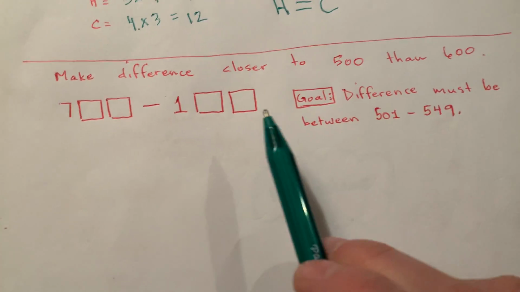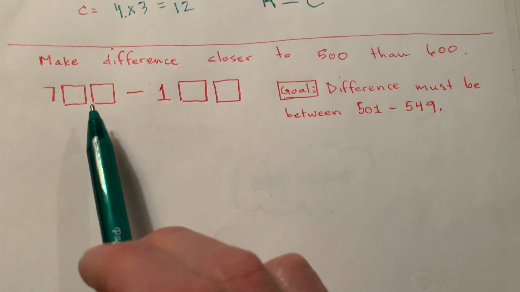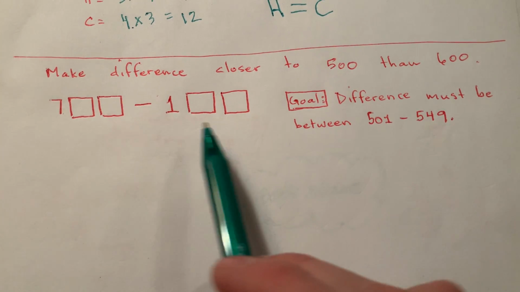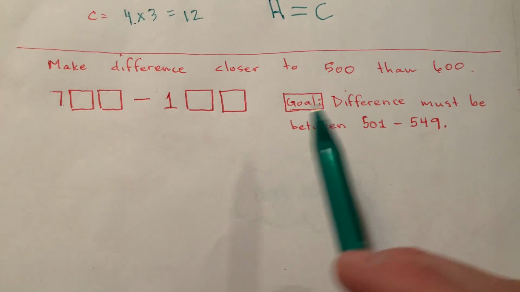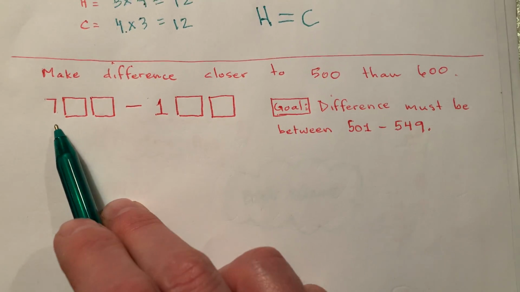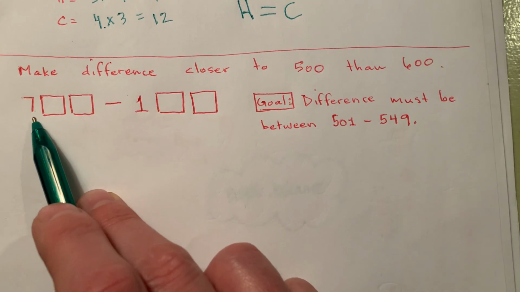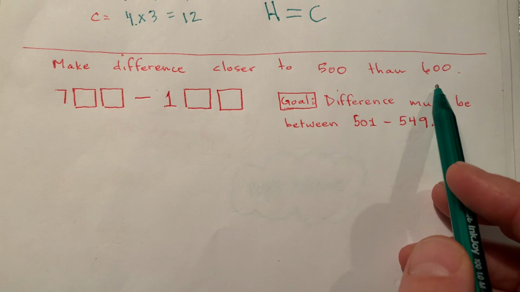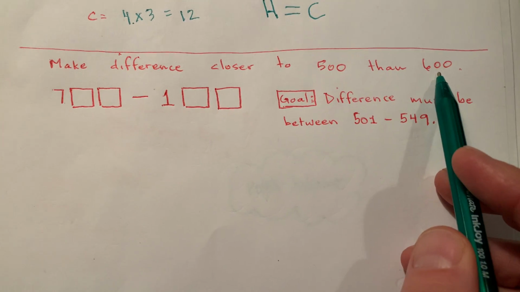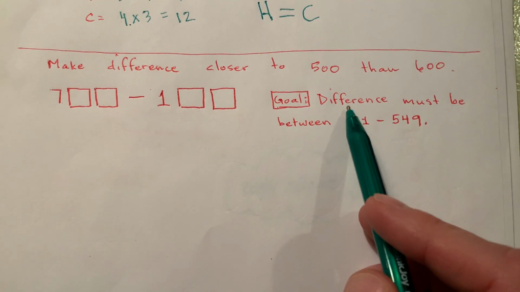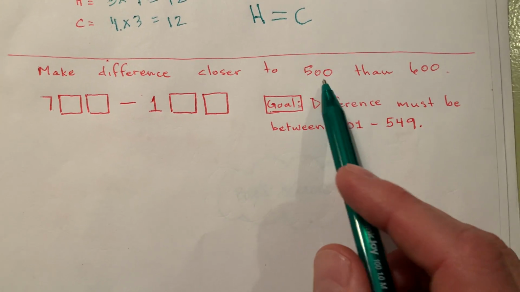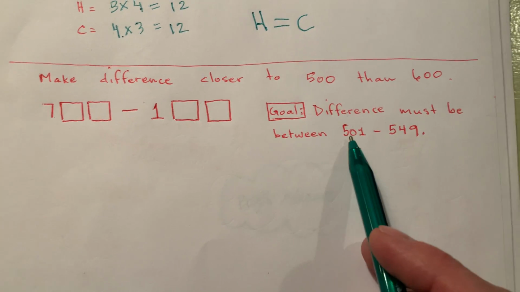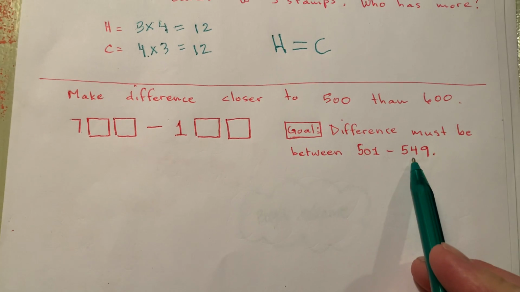Make the difference closer to 500 than 600. I've got a number in the 700s minus a number in the 100s. And right off the bat, you can see if we did 700 minus 100, our answer would be 600. Our difference would be 600. So I need my difference, if I'm shooting for closer to 500, to be between 501 and 549.